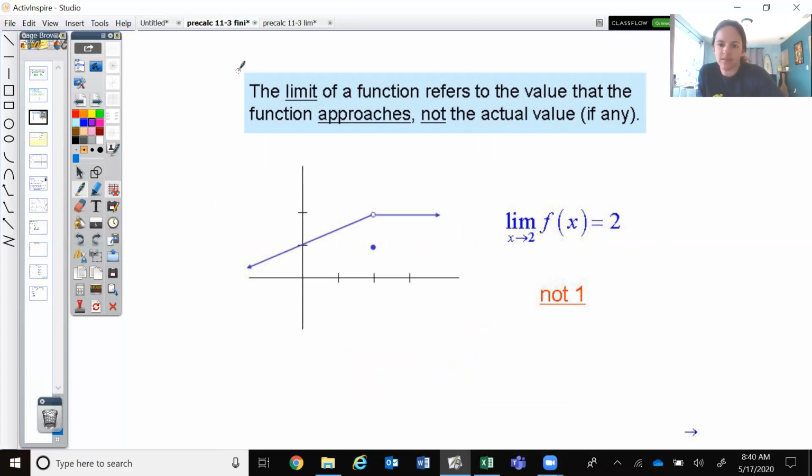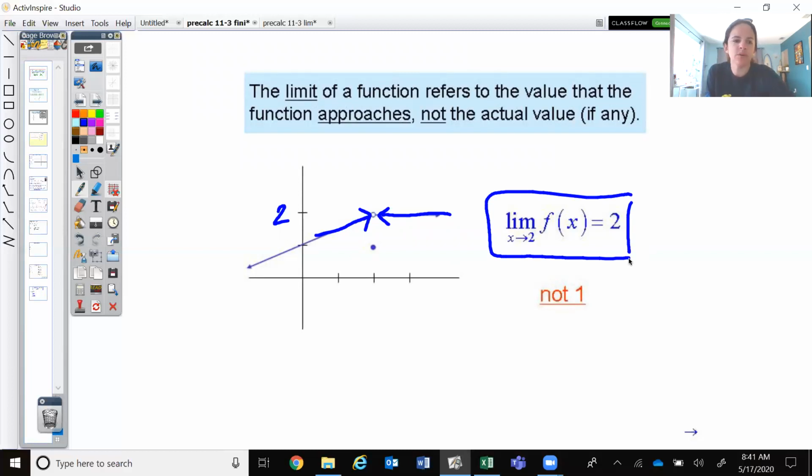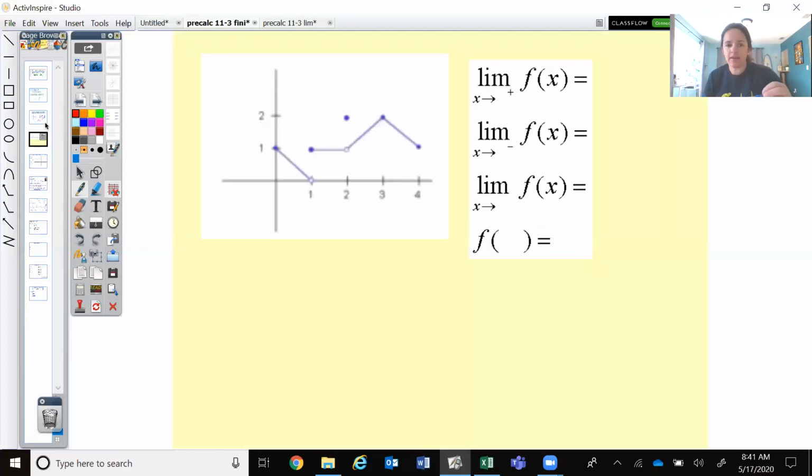So, for instance, here if I look as x approaches 2, it looks from the left and from the right, it looks like the function is headed toward 2, right? The y value of 2. So the function is approaching that y value of 2, which means that limit is 2, even though the actual value here, because I have a dot, f of 2 is actually 1, but the limiting value would still equal 2.